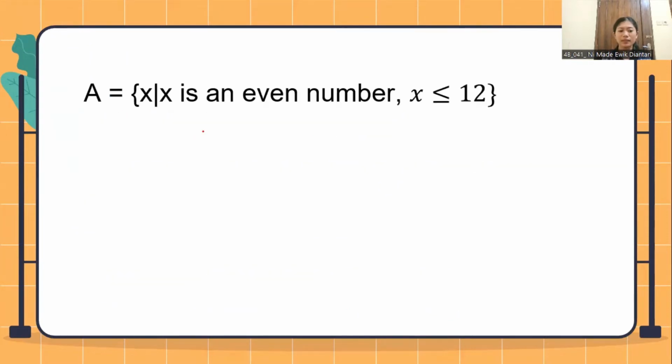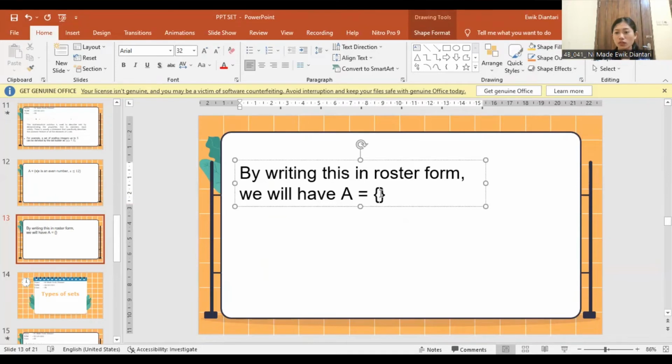Another example could be A. So A is the set of all x such that x is an even number, x less than or equal to 12. This notation states that all the elements of set A are even numbers that are less than or equal to 12. By writing this in roster form, we will have 2, 4, 6, 8, 10, 12.